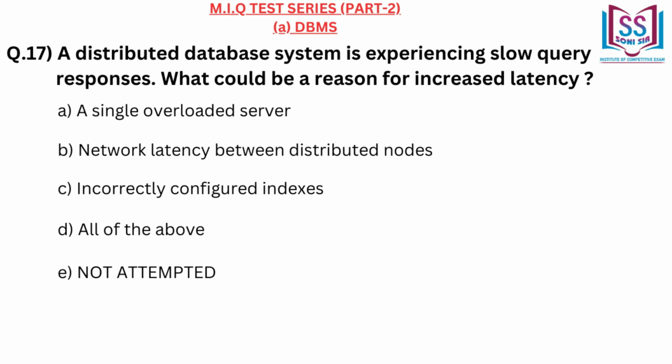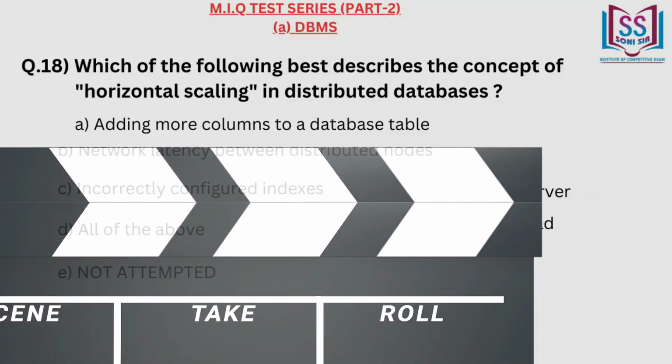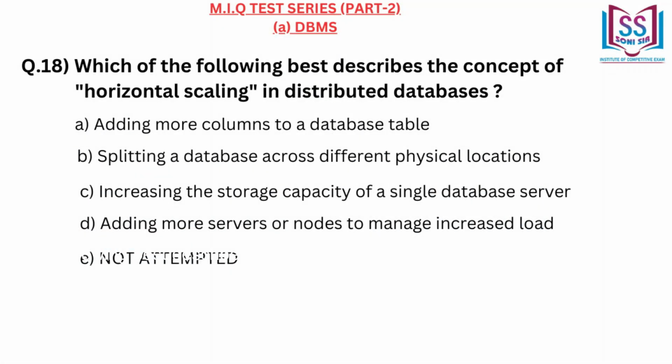A distributed database system is experiencing slow query responses. What could be a reason for increased latency? A. A single overloaded server. B. Network latency between distributed nodes. C. Incorrectly configured indexes. D. All of the above.